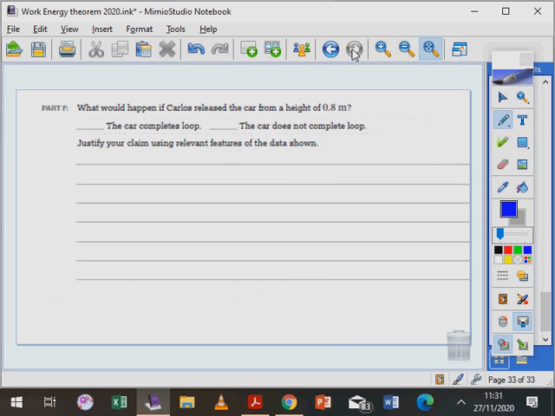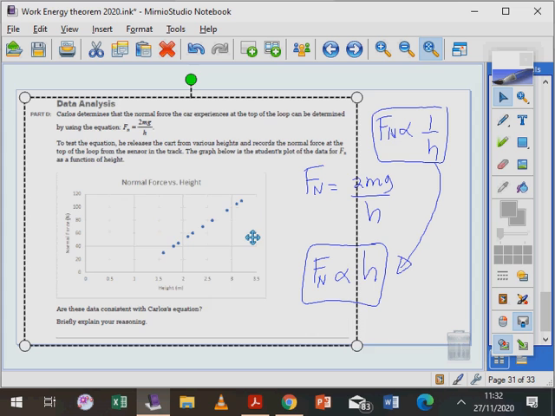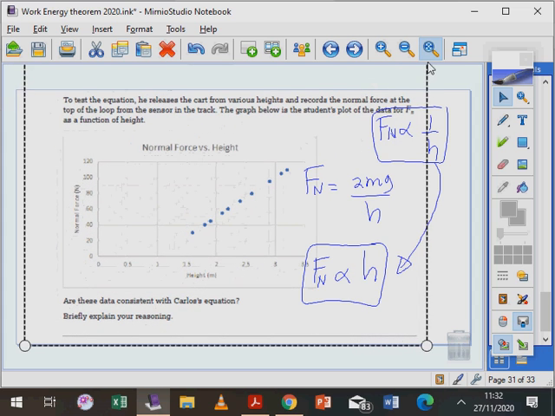Okay, is this the last one? Yes. What would happen if Carlos released the car from a height of 0.8? I don't think it would, because if you look at the graph, it doesn't line up with the linear. He had to start at like 30. He had to start at 1.5 meters.